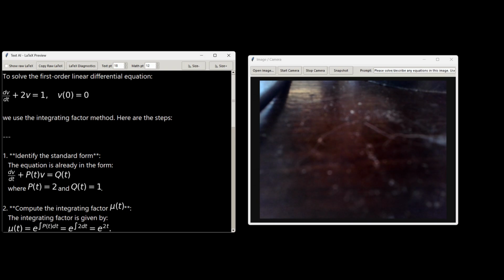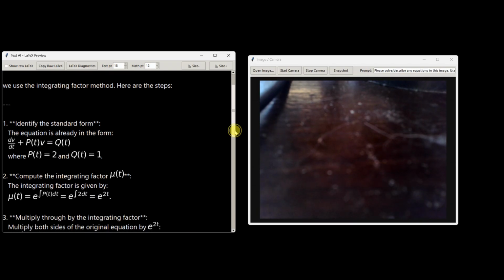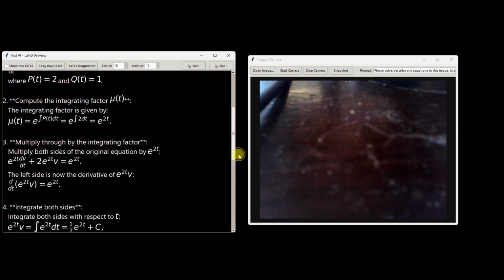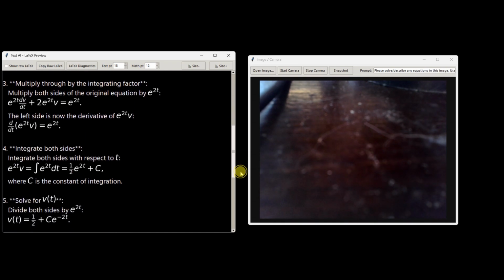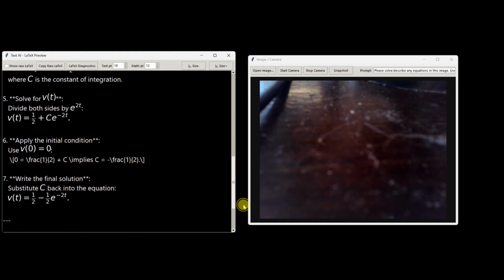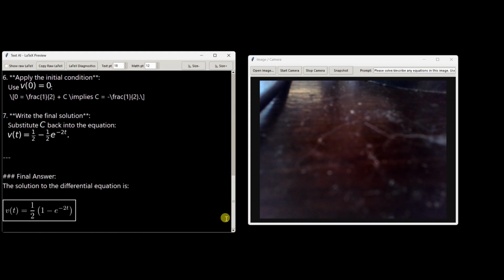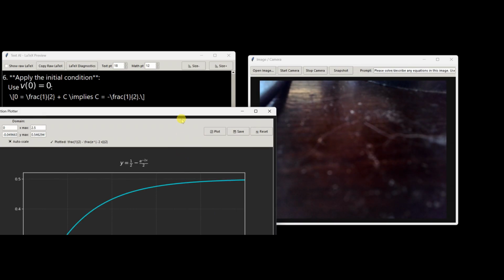To solve the first order linear differential equation, dv over dt plus 2v equals 1, v(0) equals 0, we use the integrating factor method. Here are the steps. 1. Identify the standard form. The equation is already in the form dv over dt plus p(t)v equals q(t), where p(t) equals 2 and q(t) equals 1. Okay, stop. Graph that. Plotting the function.